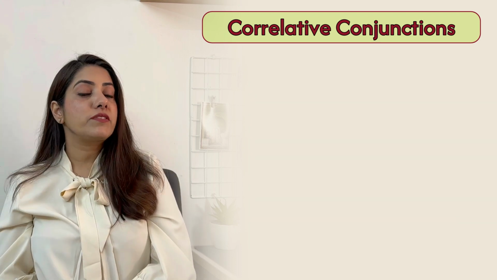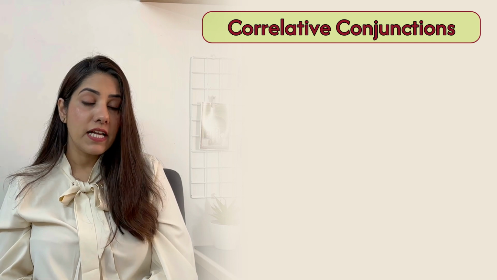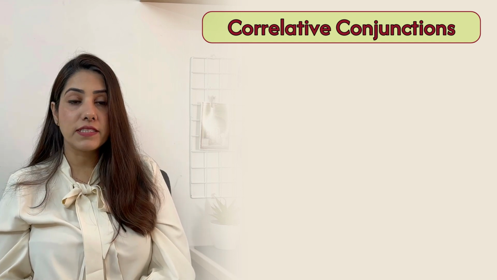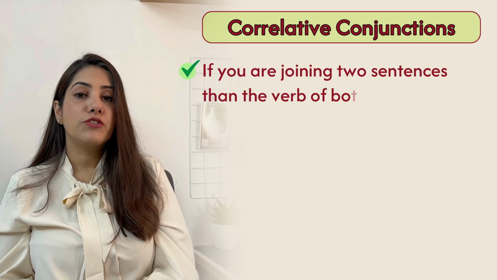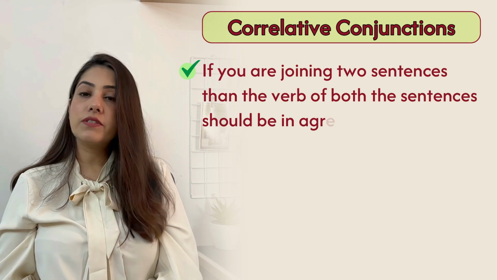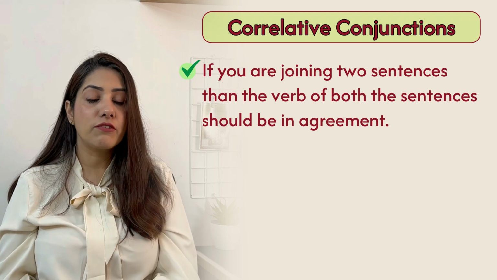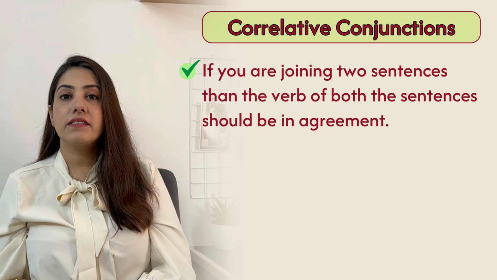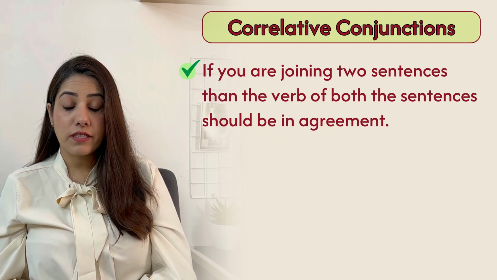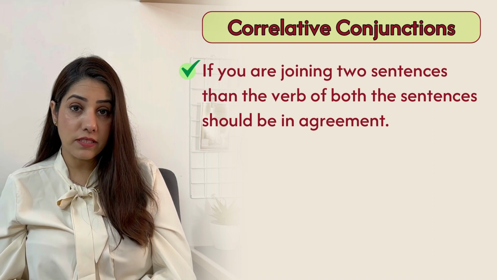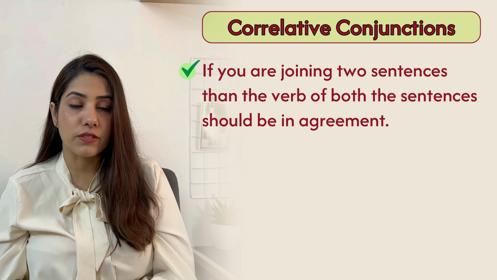Now here are some important points to remember while using correlative conjunctions. If you are joining two sentences, then the verb of both the sentences should be in agreement. So if the two sentences are with a singular subject, the verb should also be singular. So if you are connecting two sentences using a correlative conjunction and the subject of the sentences is singular, then the verb should also be in agreement. The verb should also be singular.